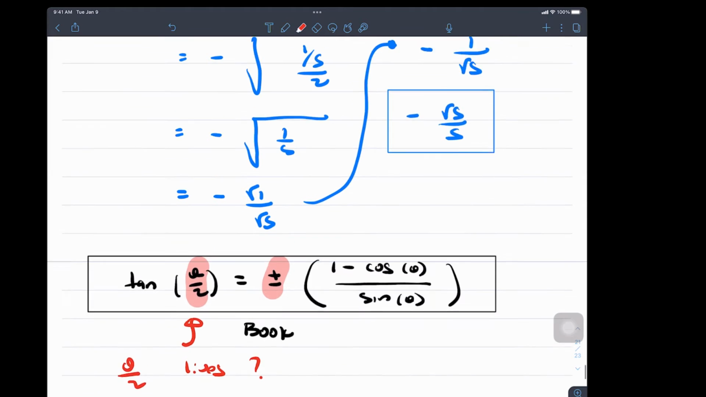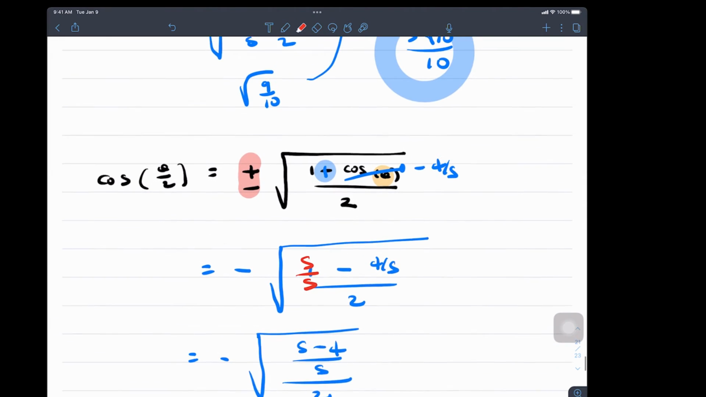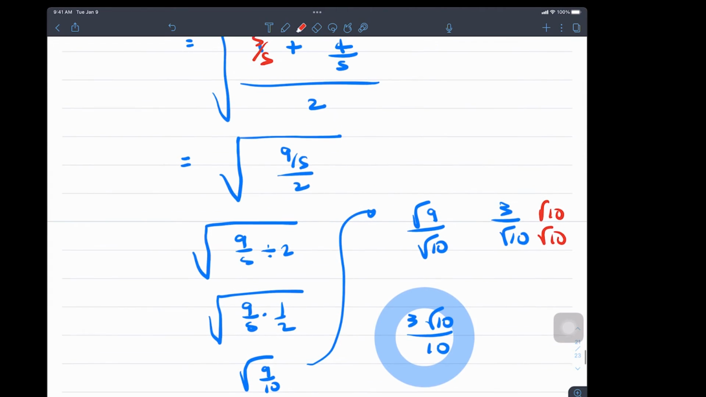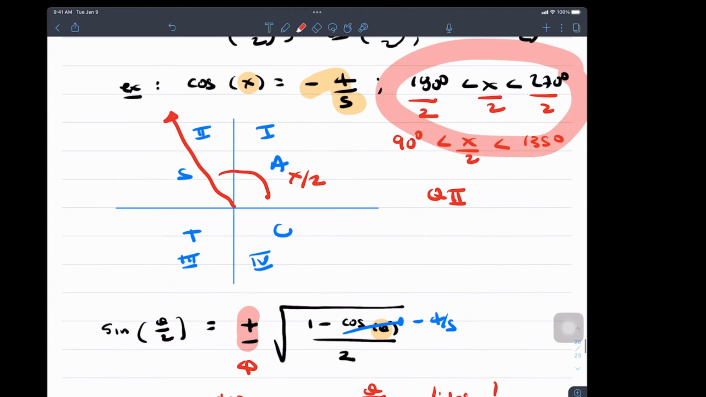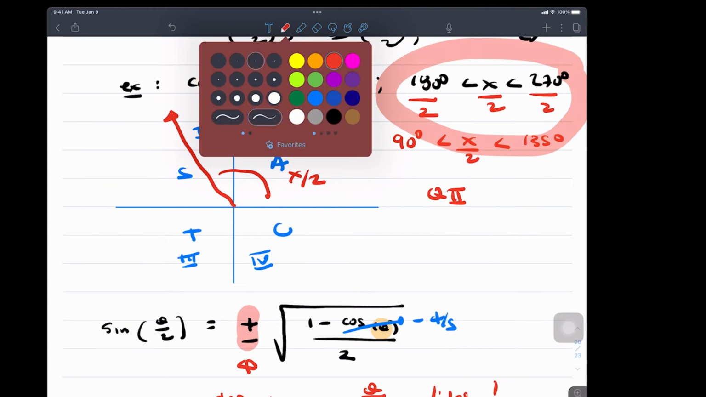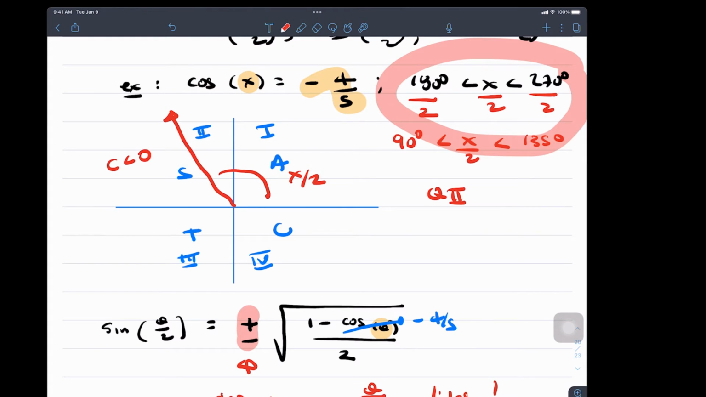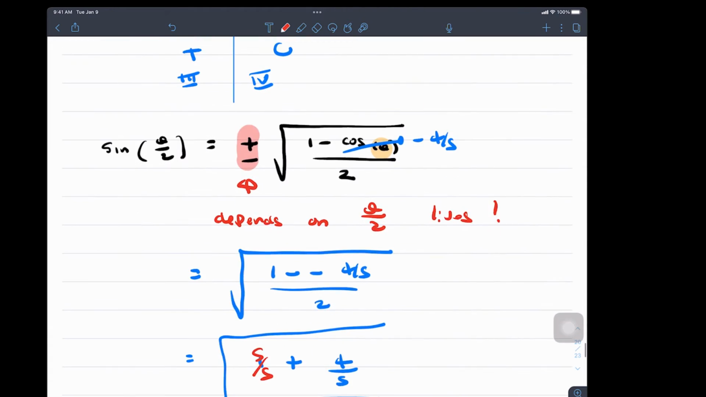Now we know this lives where? Where does this half angle live again? Quadrant 2. What do we know about tangent in quadrant 2? In quadrant 2, we know cosine's negative and we know tangent is negative. So what does that mean? It's the negative sign.